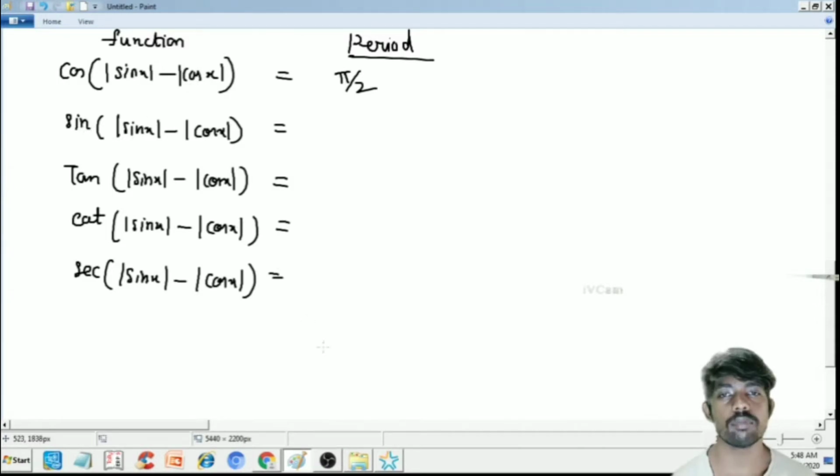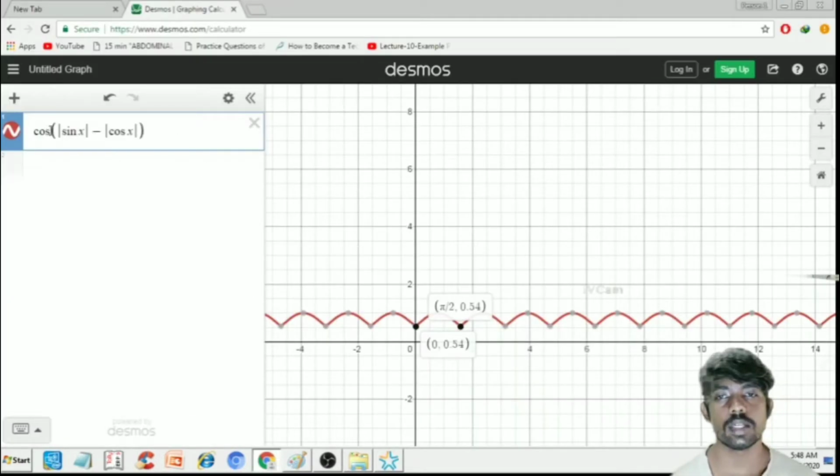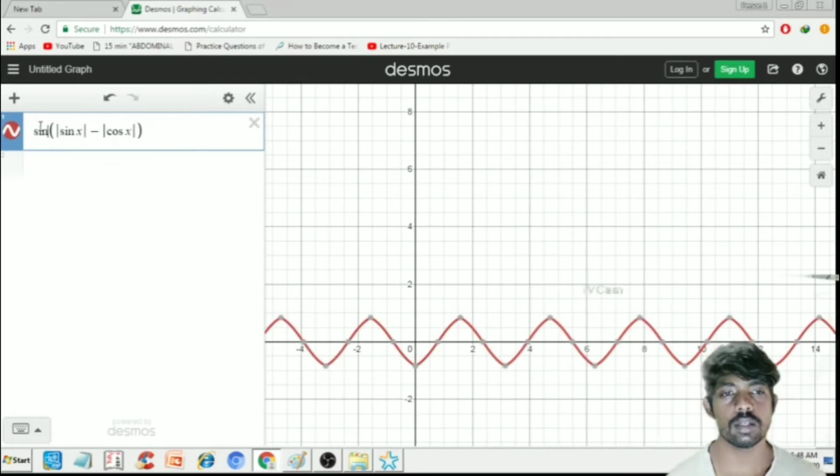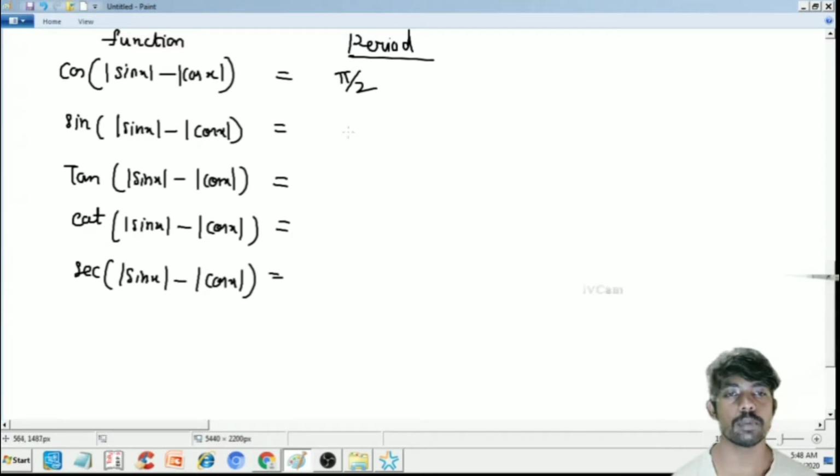Next is sin of mod of sin x minus mod of cos x. The period is minus pi by 2. Pi by 2 plus pi by 2 is how much? Pi. Pi by 2 plus pi by 2 is pi. Hence the period is pi.